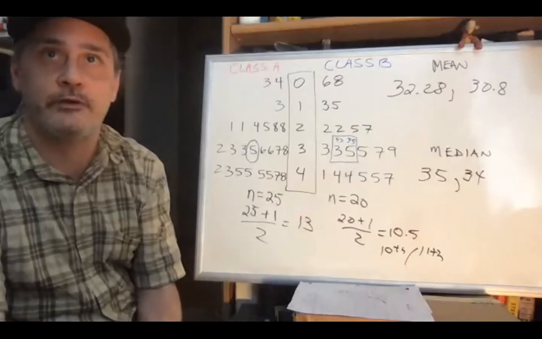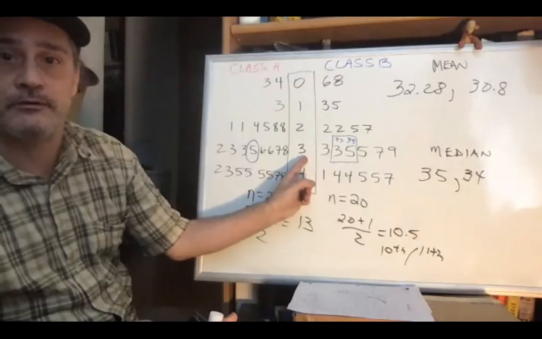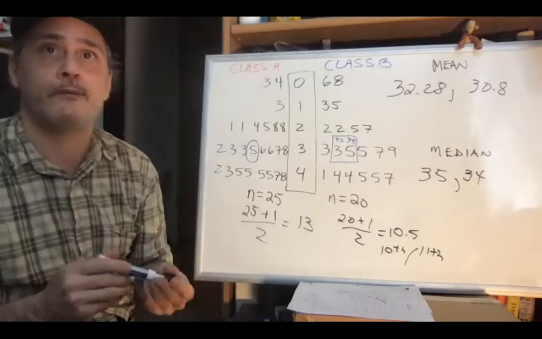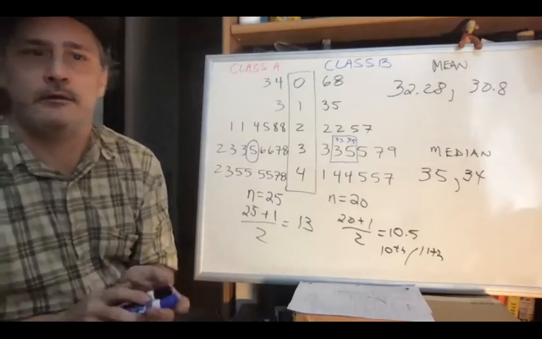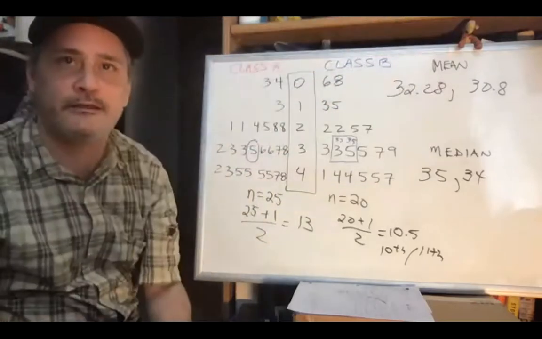Yep, you got it, Zachary. If you're in between 3 and 5, remember that's between 33 and 35. Okay? Any of y'all out there in internet land need anything?